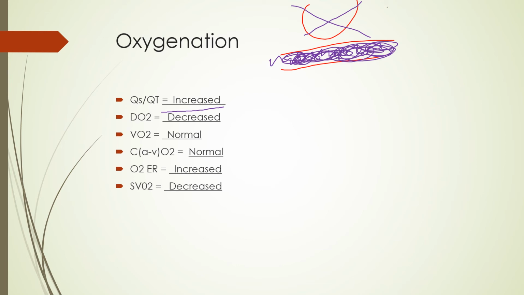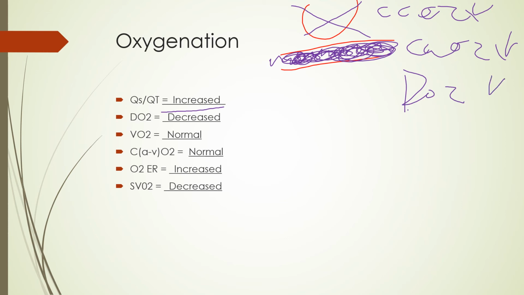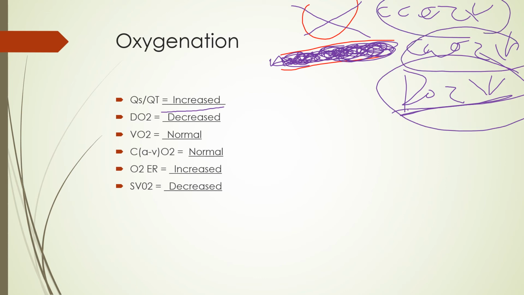DO2 is decreased because CcO2 is decreased, therefore CaO2 is decreased, therefore DO2 is decreased. Remember the two factors in your DO2 equation are CaO2 and your cardiac output. Is this an issue with the heart being sick? Absolutely not. So remember, your DO2 is low because your CaO2 is low because your CcO2 is low, right? This is that whole downstream effect. So your DO2 is decreased.